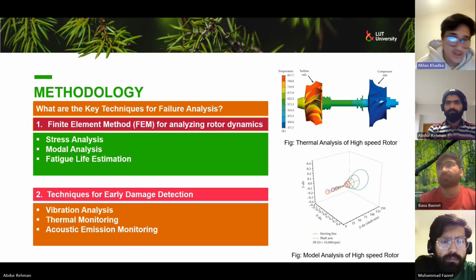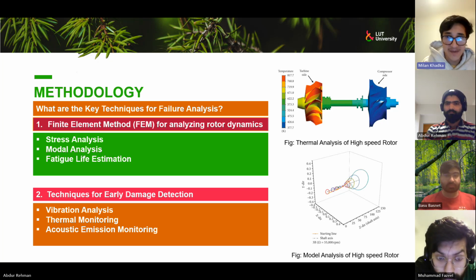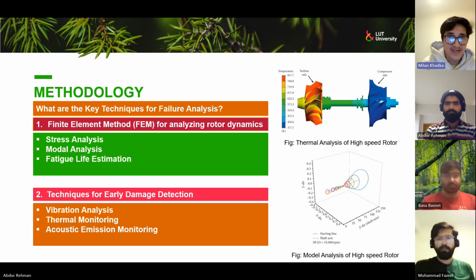Okay, now here comes the methodology part, and on this slide we will be discussing the key techniques for failure analysis. One of the major approaches for failure analysis is the finite element method, or FEM in short. It is basically a numerical method that solves complex engineering problems, and it helps to break down a larger system into smaller, more manageable parts, and also helps to simulate and analyze the behavior of different components under various conditions.